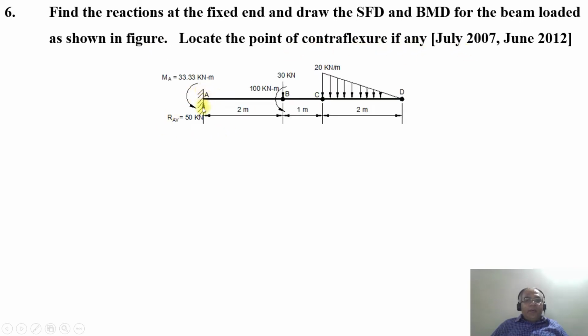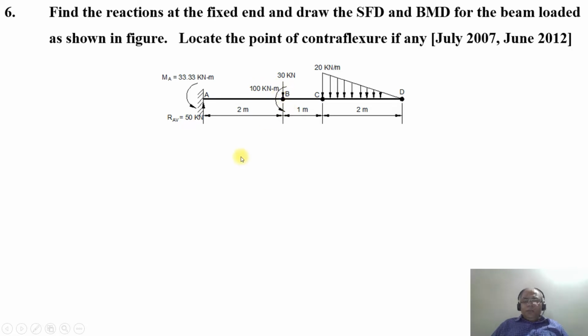So here we have one end fixed at A and the other end D free, and between C and D you have a uniformly varying load, which is 20 kilonewton per meter at C and 0 at D, over a span of 2 meters. Then at the point B, we have 30 kilonewton acting downwards, at a distance of 2 meters from A, and also a counterclockwise couple of 100 kilonewton meter at the point B.